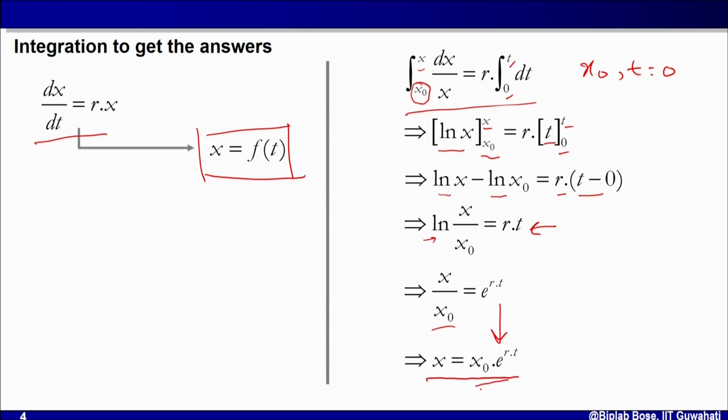If you look into the right hand side of this equation, x naught is a constant because you have decided that is the initial number of population, initial size of the population. r is a rate constant, that is the growth rate constant, and t is the time. So this is my function.